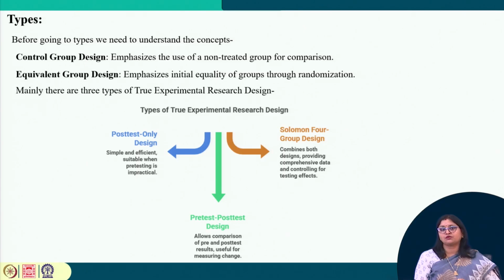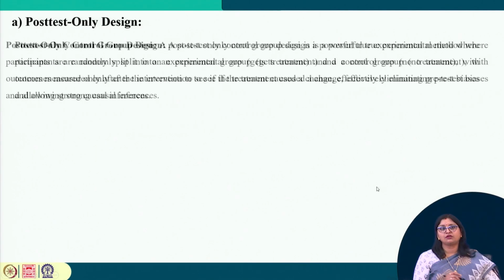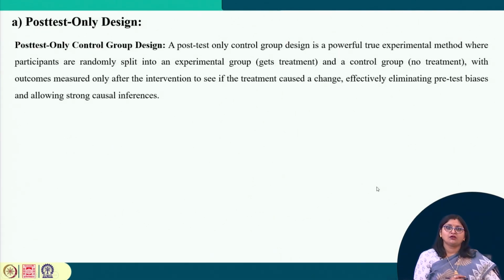These three types of experimental research designs you can study in different research books, and we will start with the first one, that is the post-test only design. The post-test only design, or the only control group design, is a powerful true experimental method where participants are randomly split into an experimental group and a control group.